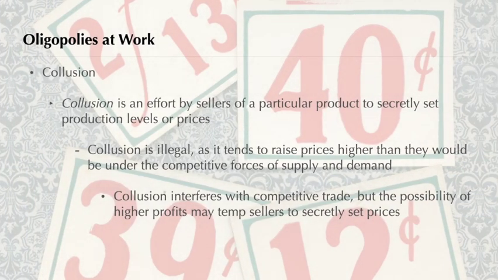Non-price competition and price leadership are legal methods of determining prices. On the other hand, collusion, when sellers secretly agree to set production levels or prices for their products, is illegal and carries heavy penalties such as fines and even prison sentences for those involved. Collusion tends to raise prices higher than they would be under the competitive forces of supply and demand. This interference with competitive trade is viewed as undesirable, but the lure of higher profits may sometimes tempt companies in oligopolistic markets to set prices.